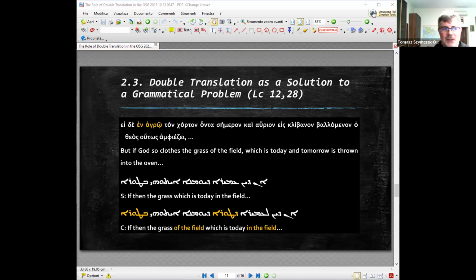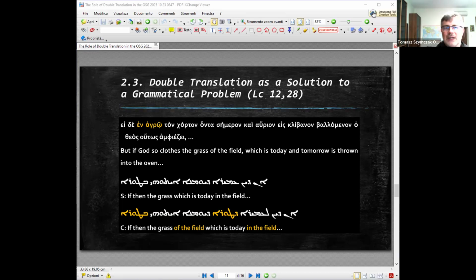We can see this, for example, in the CEI, so the translations, only the Italian translation. The translation from 1974 has here, se dunque Dio veste così l'erba del campo, and the nowadays translation of the CEI is se dunque Dio veste così bene l'erba nel campo. So there is a slight difference. As we can see here, the Curetonianus resolves this grammatical ambiguity by presenting both possibilities.